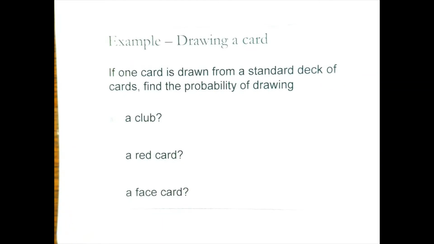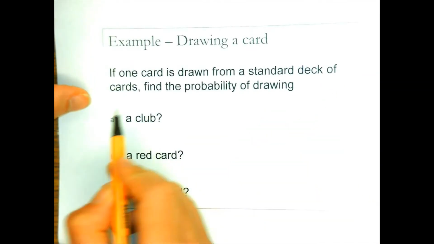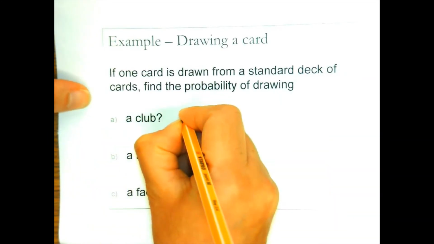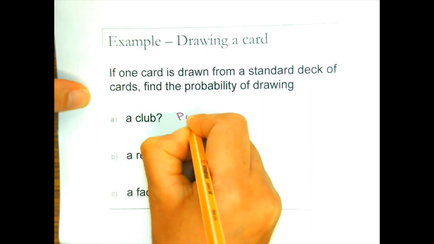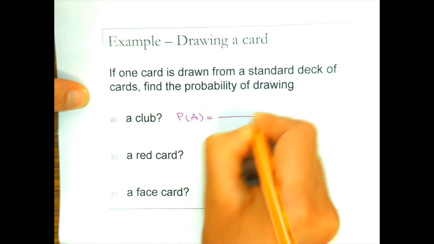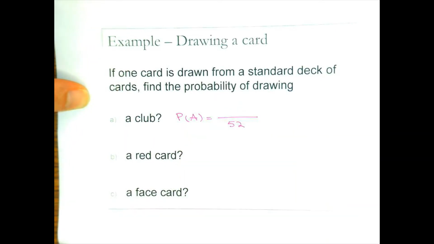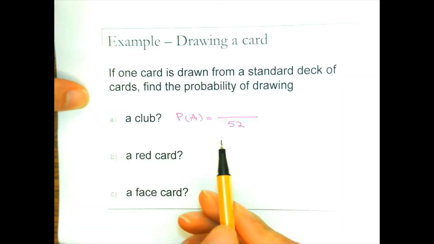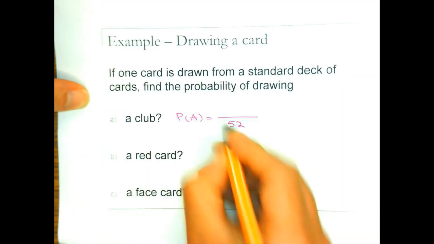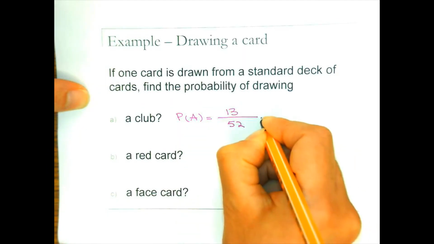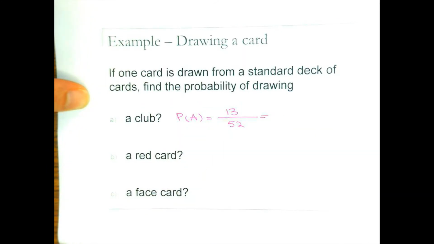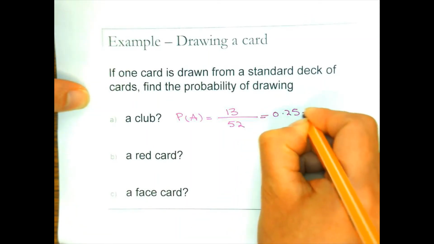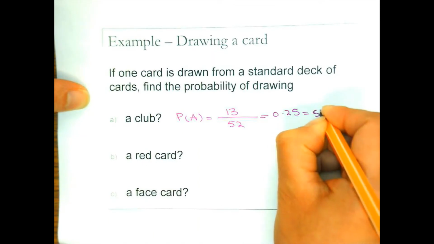So if one card is drawn from a standard deck of cards, find the probability of drawing a club. So this is event A, probability of A equals. We have in total 52 cards. How many of them are club? The ones that are in club are 13: 1 to 10, and then the 3 face cards. So 13 over 52, which is 0.25, which is 25%.